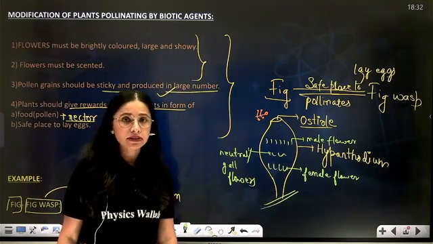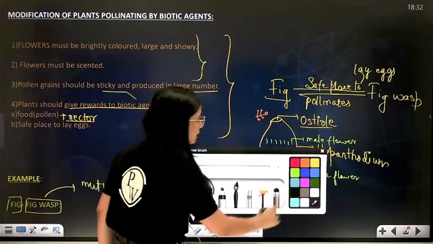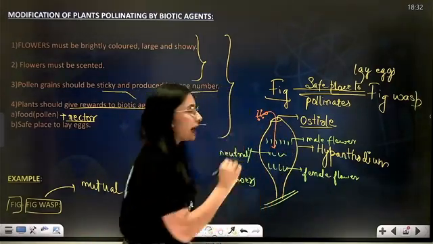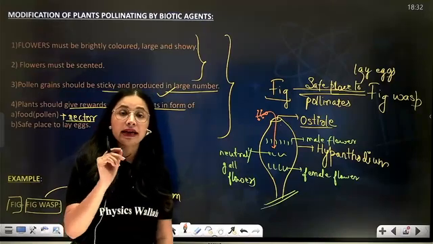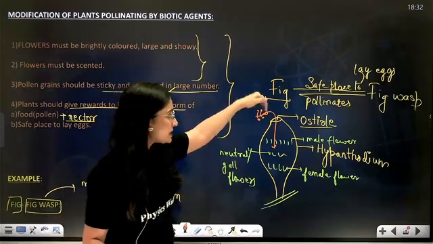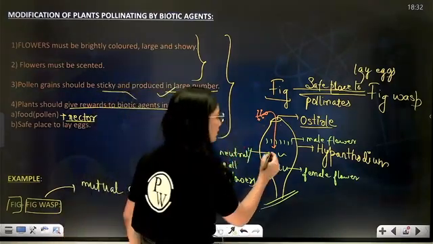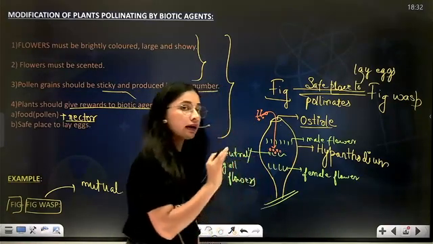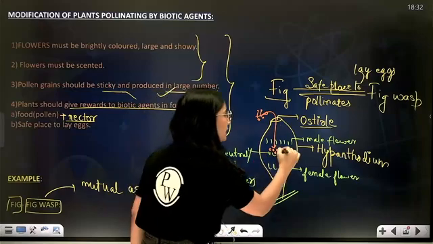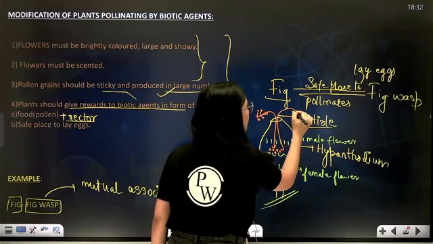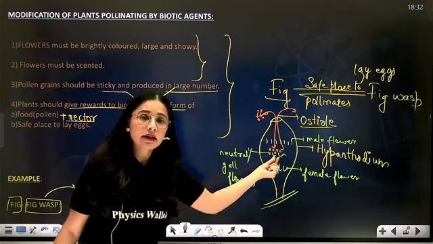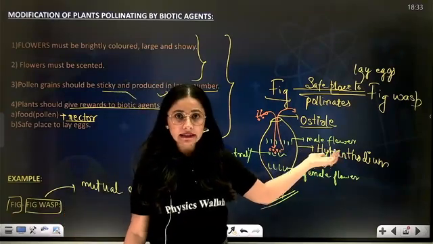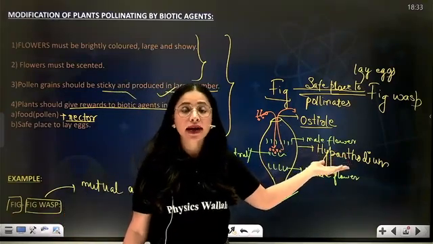Now, what happens when this organism, the fig wasp, enters inside the hypanthodium to lay its eggs? Once they come, they will lay the eggs. Now, okay, laying is done. When they return back, they will carry the pollen grains from the male flowers, which are located on the upper side of the hypanthodium.